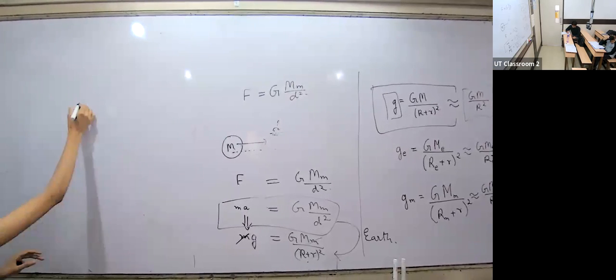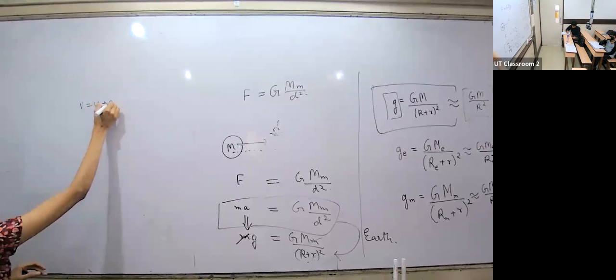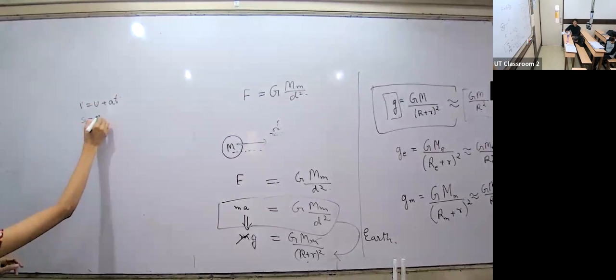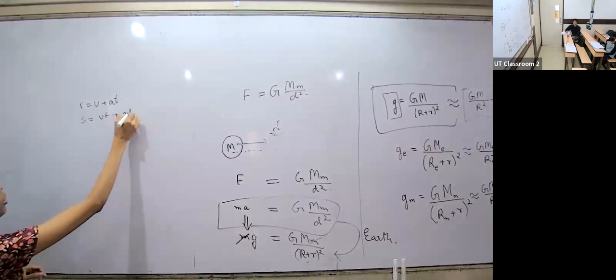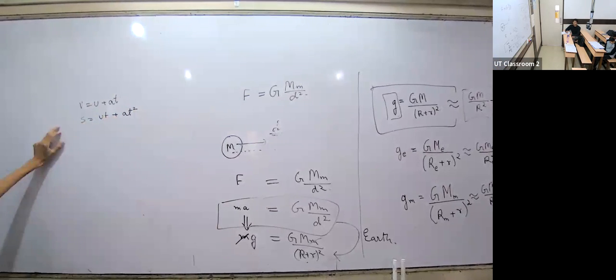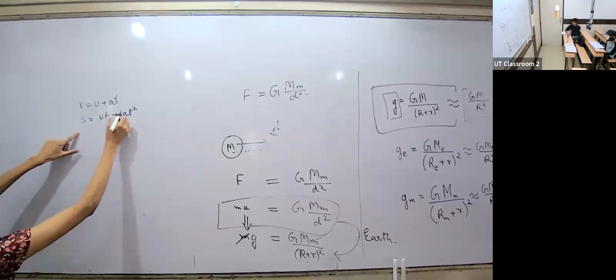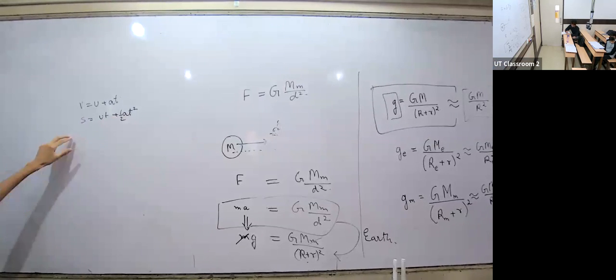V is equal to U plus AT is the first one. Yes. The second one. S is equal to UT plus AT square. Are these two correct? No. Which one is wrong? S. Where is it wrong? Here it is half AT square. Okay. Yes. Third one.